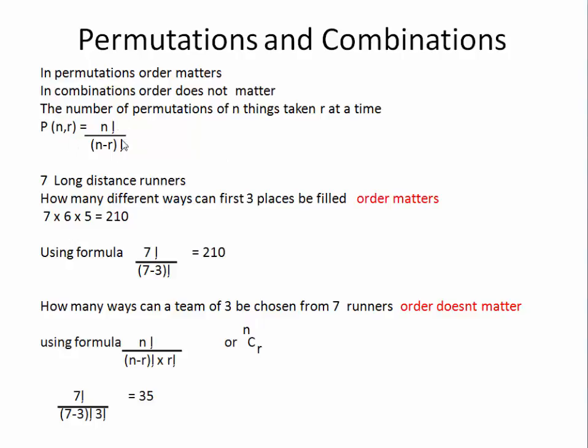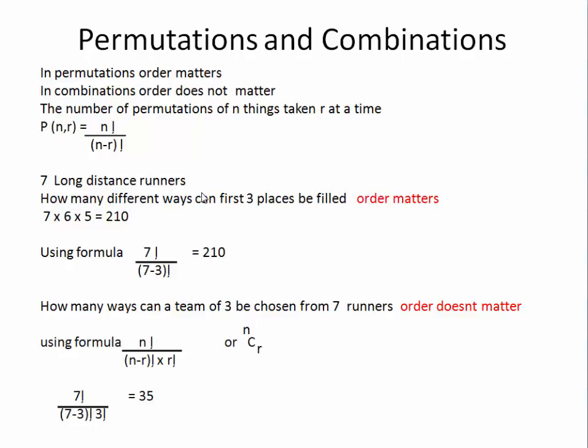This is the formula we use for permutations, which is n factorial divided by n minus r factorial. All we mean by factorial, say we had 7 factorial, that'd be 7 times 6 times 5 times 4 times 3 times 2 times 1. That's 7 factorial.